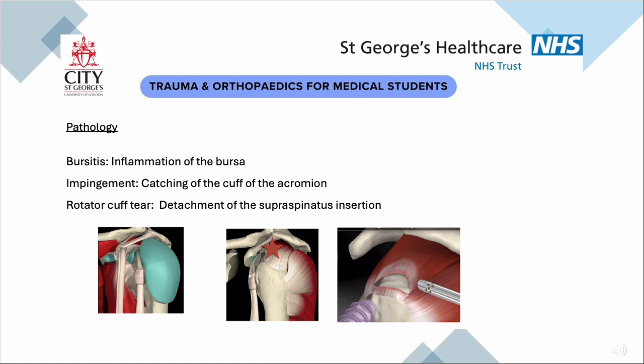Typically, there are 3 things that can happen to the rotator cuff. You can get inflammation of the bursa, which is a bursitis. You can get catching of predominantly the supraspinatus under the acromion, which is called impingement. And you can get a rotator cuff tear, which most commonly is detachment of the supraspinatus insertion into the greater tuberosity.